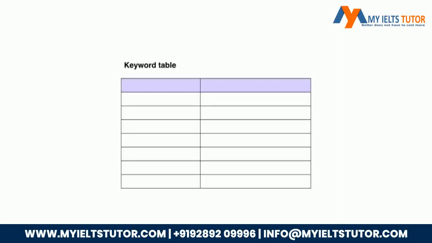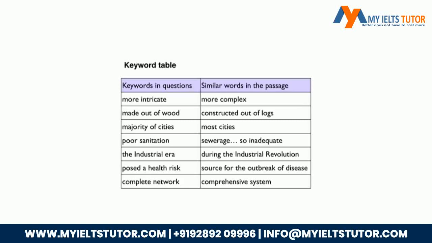That's the end of that exercise and my analysis of the answers. Hopefully you've made a keyword table from this lesson, and you'd put your keywords in the questions and similar words in the passage in the 2 columns. Here are some of the words that I chose from this lesson. More intricate, more complex, made out of wood, constructed out of logs, majority of cities, most cities, poor sanitation, sewerage so inadequate, the industrial era during the Industrial Revolution, posed a health risk, source for the outbreak of disease, complete network and comprehensive system. That's the end of today's lesson.